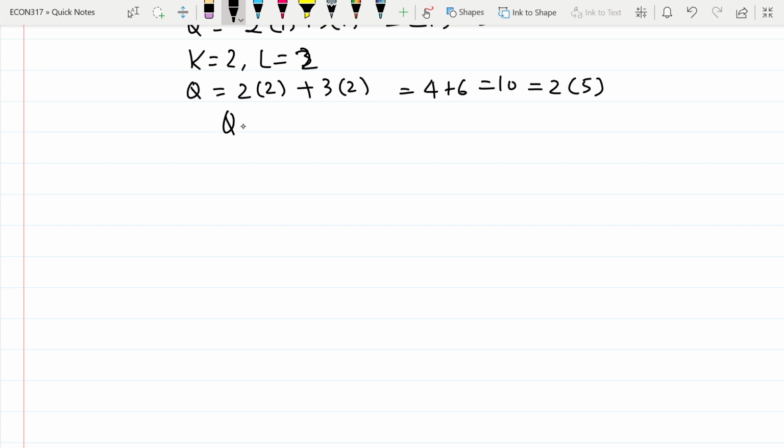Incidentally, Q equal to 2K plus 3L is a perfect substitute production technology.